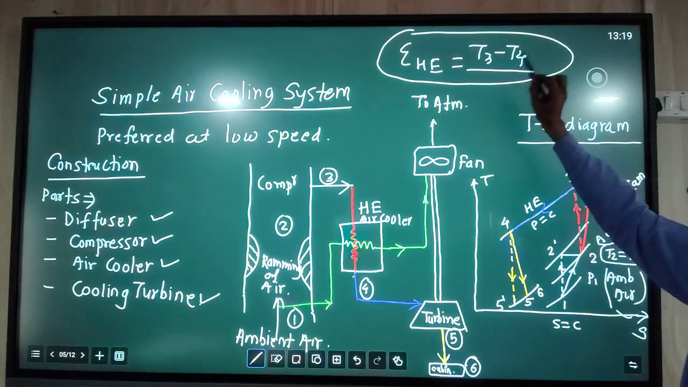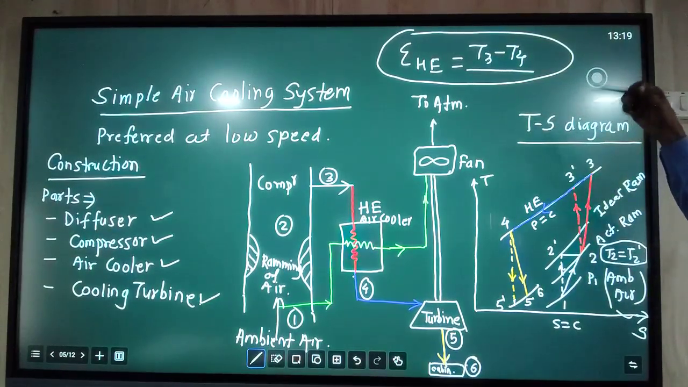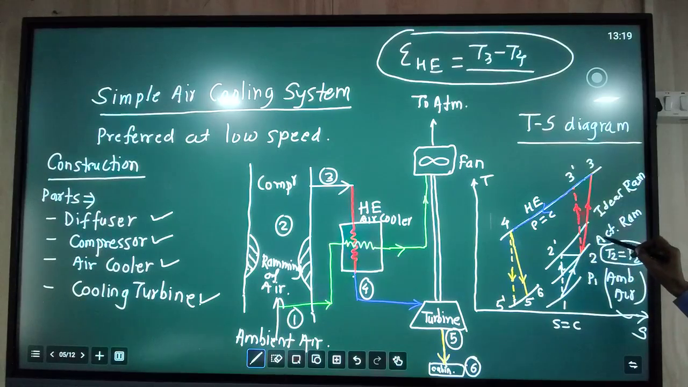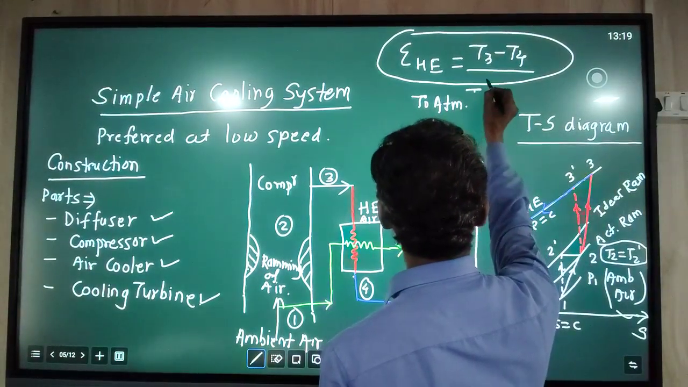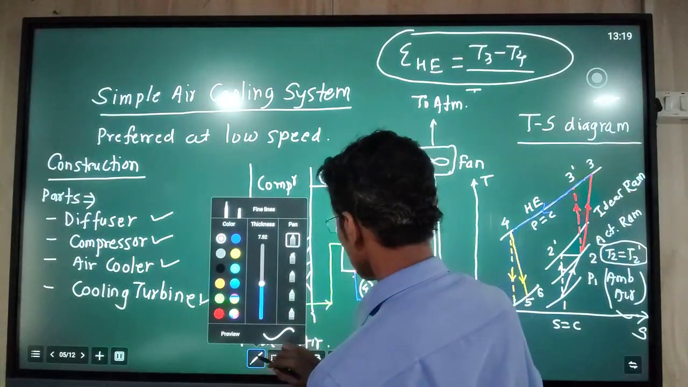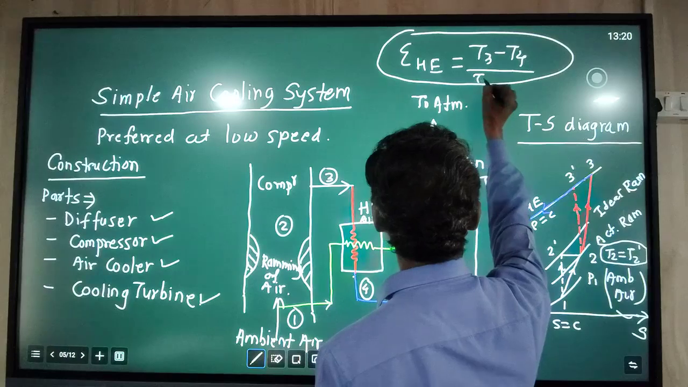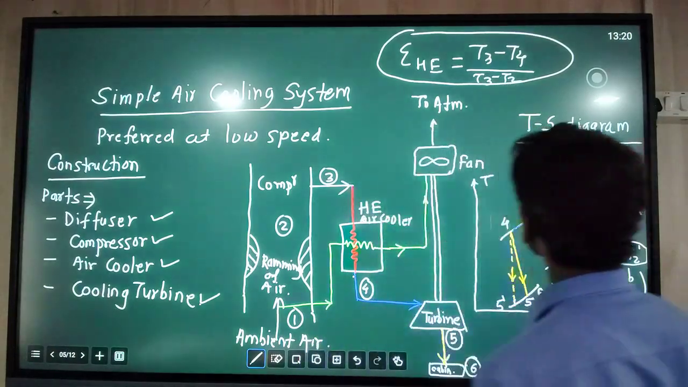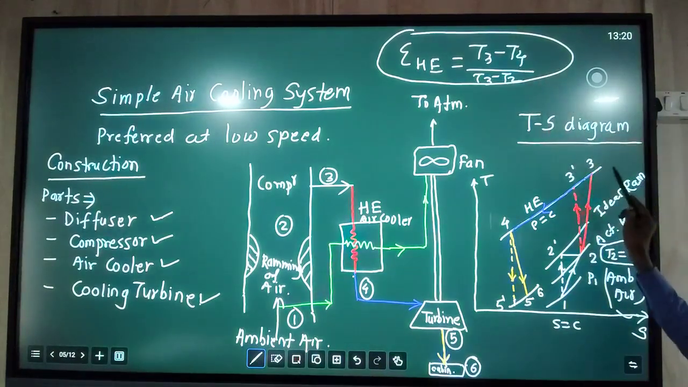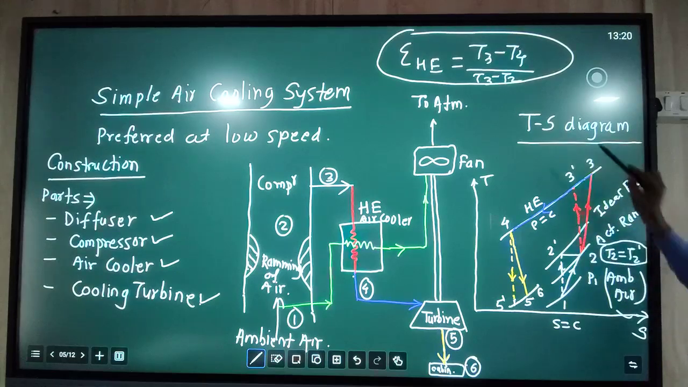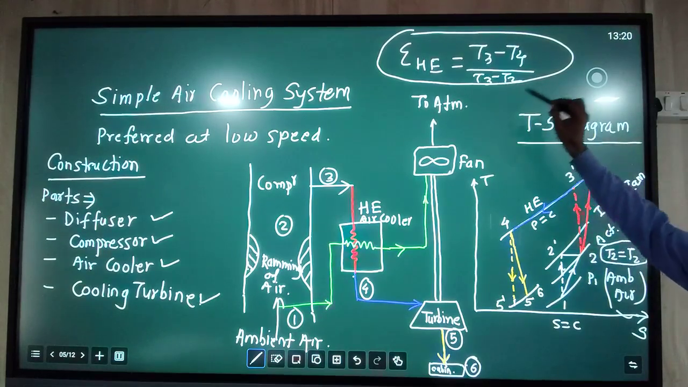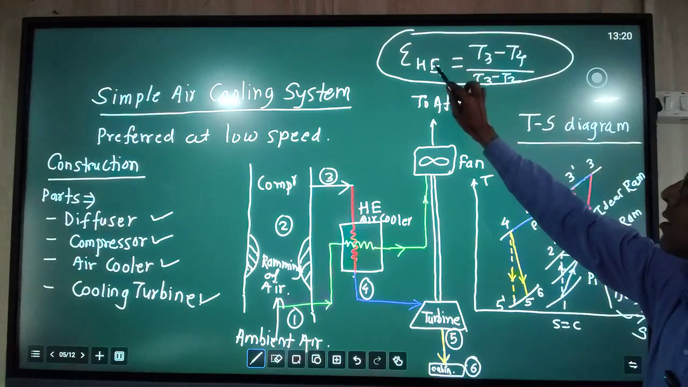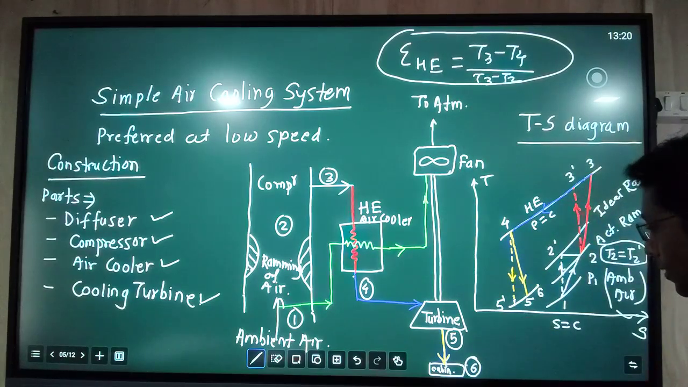So this is the output of the heat exchanger, and this temperature is increased because of what? Because of addition of heat by the compression process. Compression process starts from point number 2. So that is why the temperature difference between points 3 and 2 is taken in the denominator, T3 minus T2. So the ratio of T3 minus T4, this is the cooling of the air, divided by the temperature rise due to compression, T3 minus T2. So this formula is used as the effectiveness of the heat exchanger in the analysis.